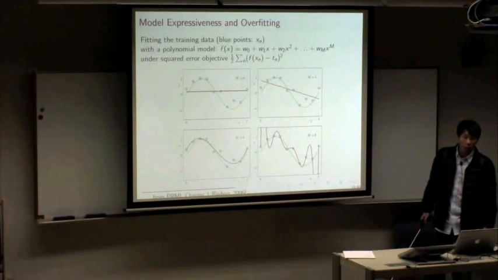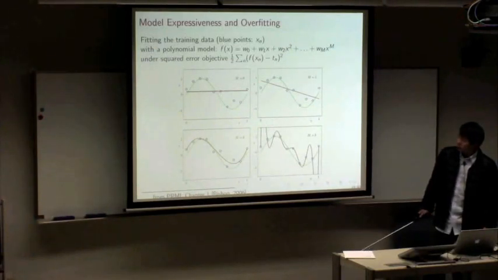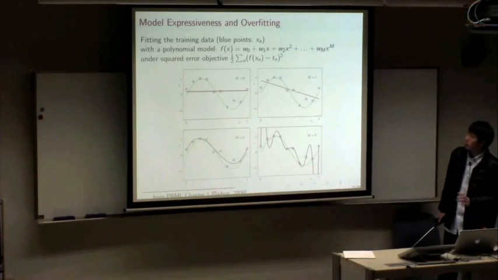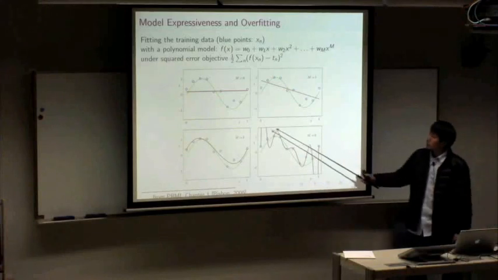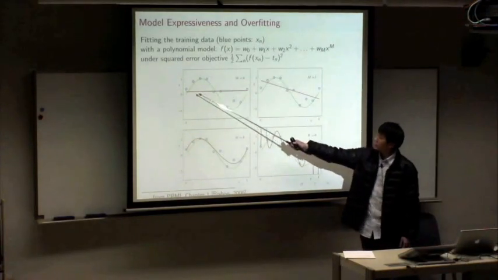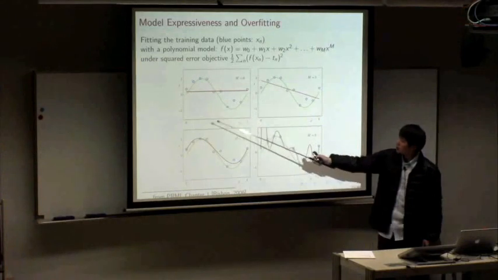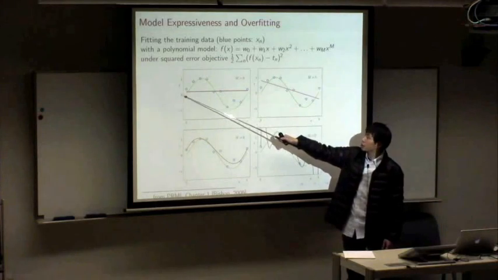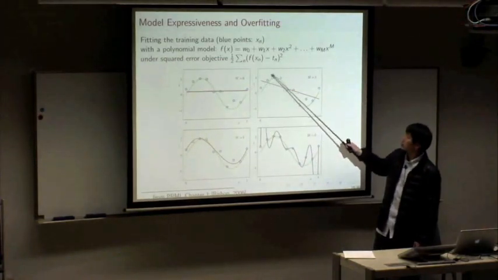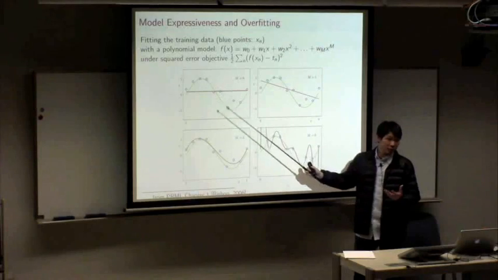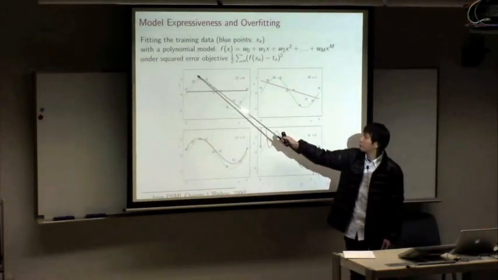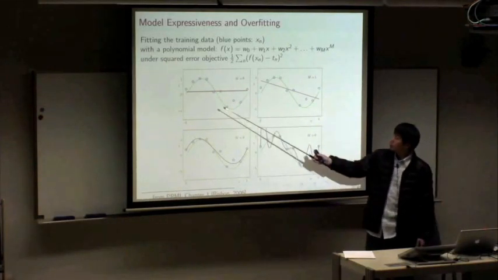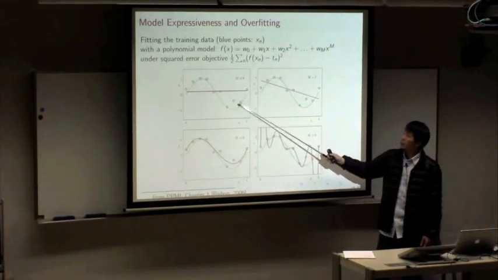All right, so here's an example of model expressiveness and overfitting. I'm kind of belaboring the point, but I just want to make sure that people understand this important concept. Suppose we have some training data, and these are some blue points. This is just points in one dimension. And this data is actually generated by a curve like this. Because it's limited training data, we only observe some samples along this curve. Your task as a machine learning person is to figure out how to fit this data.